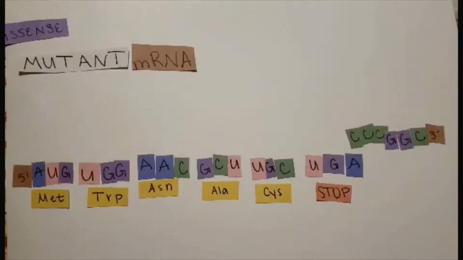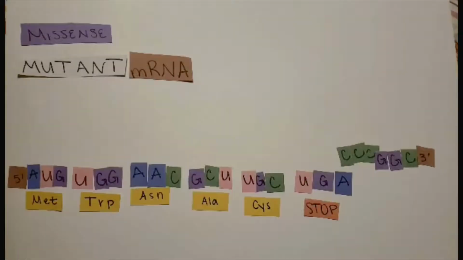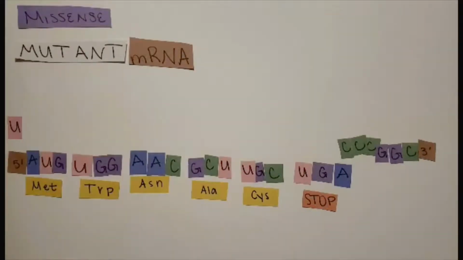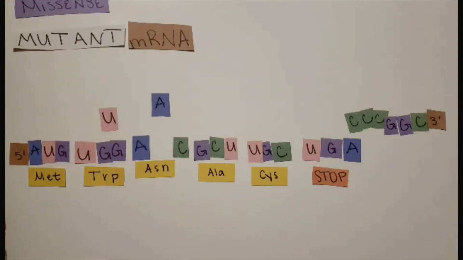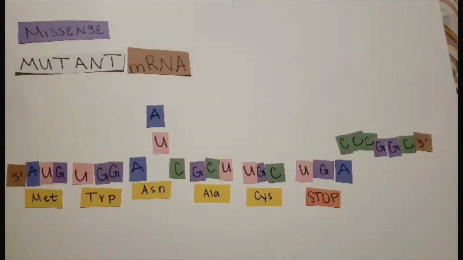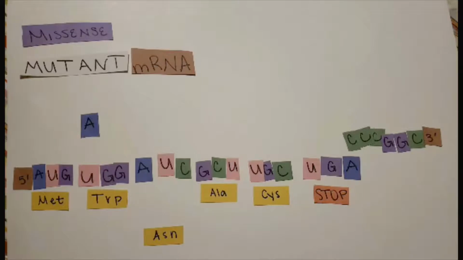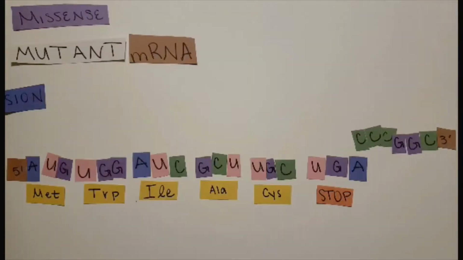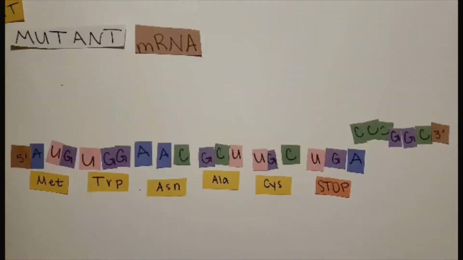First, let's begin with a missense mutation. A missense mutation occurs when a single nucleotide is mutated into another. For this example, let's change the AAC to AUC. Since the A has been mutated, a new codon is presented which codes for a different amino acid. In this instance, an isoleucine would be inserted where an asparagine would have been. Since this mutation was from an A to a U, this is a transversion mutation.